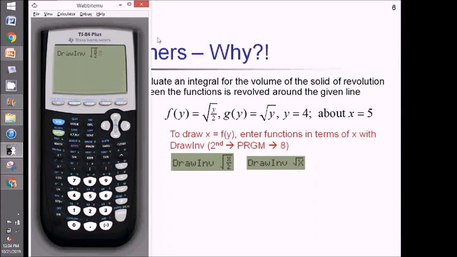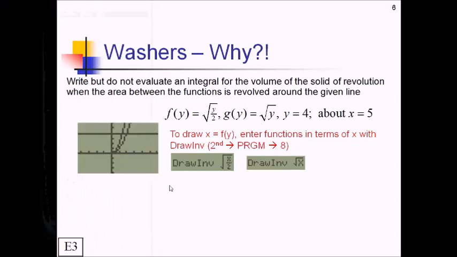So draw inverse of radical x over 2 gives me this function here, and if I quit out, I'm going to just yank that input from before because it's pretty close to what I need. Delete the 2 and the fraction bar, enter again. There is the inverse of radical x. So this is a visual of what I'm dealing with.